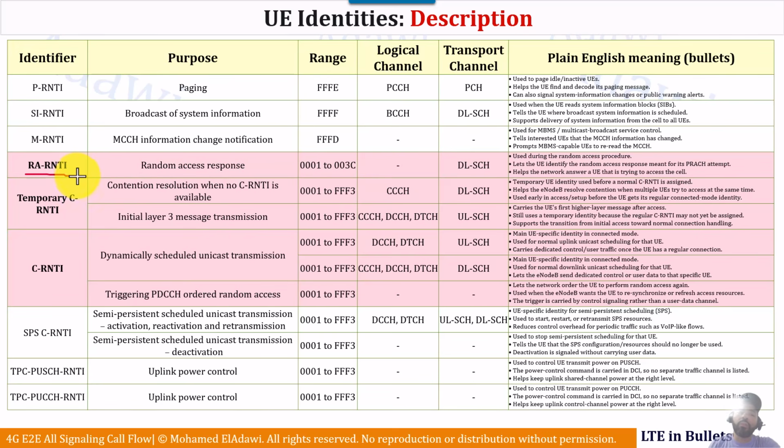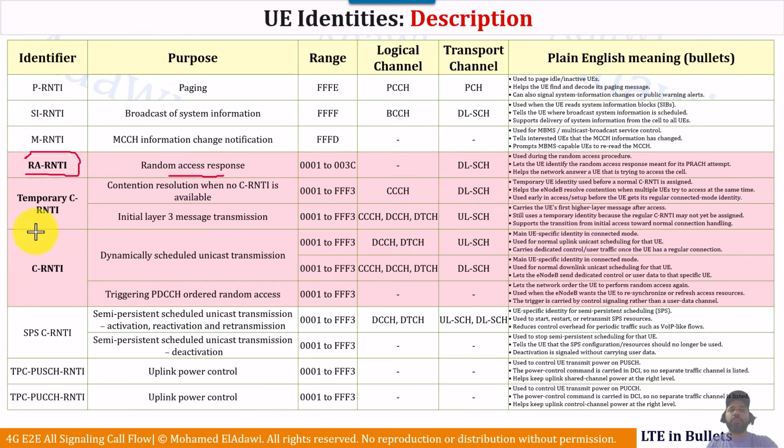For example, the first one is called random access RNTI. This is used during the random access response, whenever the network is sending a random access response message. The user generates this RA-RNTI to help the network answer a UE who's trying to access the cell during the random access response. I will discuss this with one visualization example next, because this is a very important one.